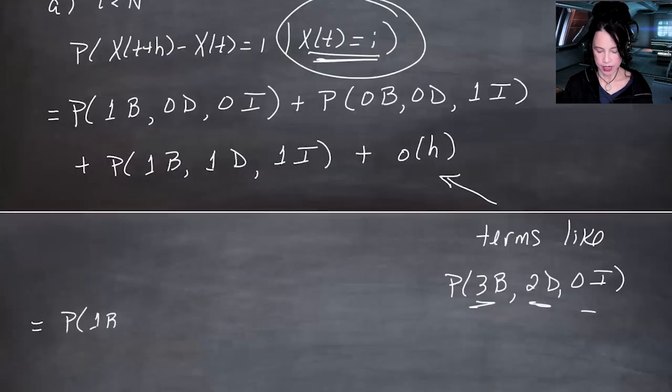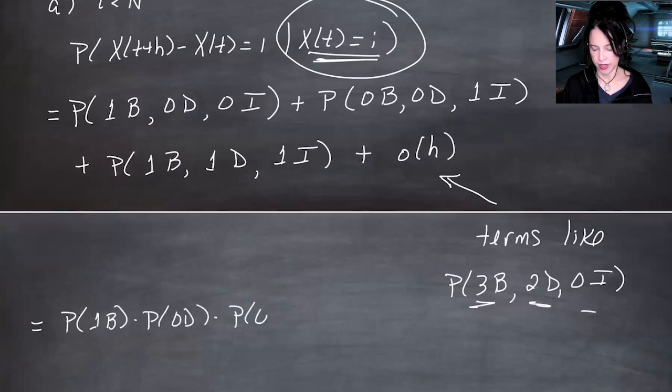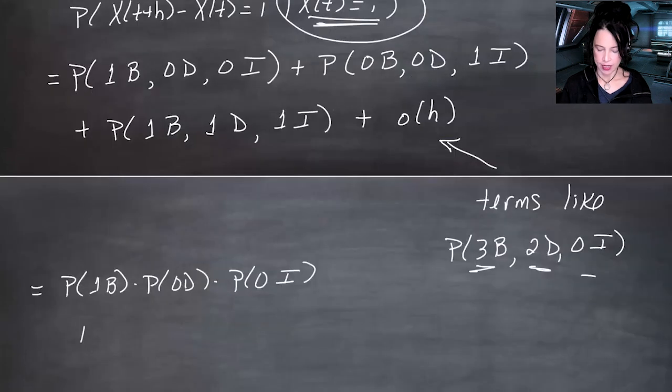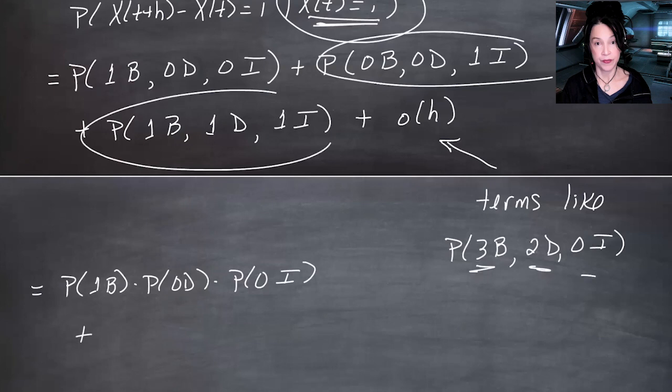The probability of 1 birth times the probability of 0 deaths times the probability of 0 immigrations, plus another term that is little o. So let's just look at this one.